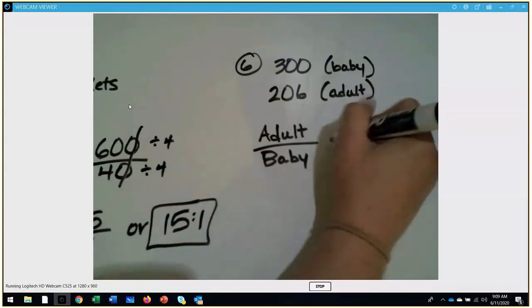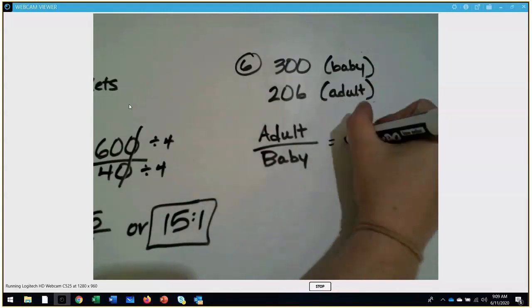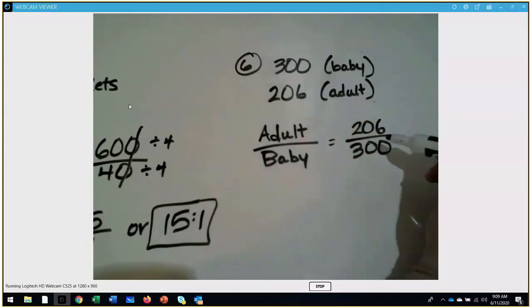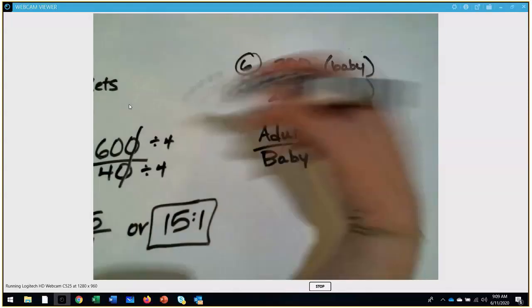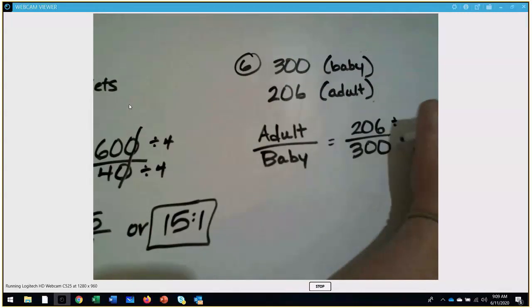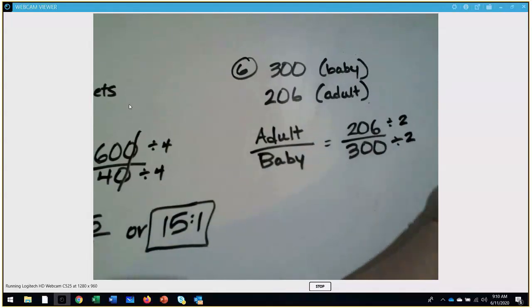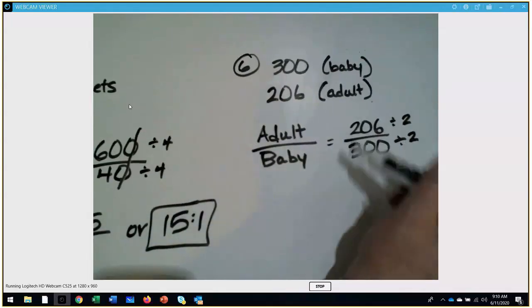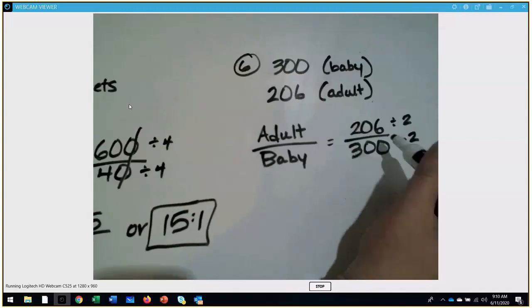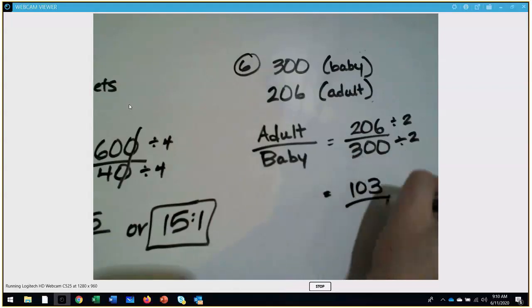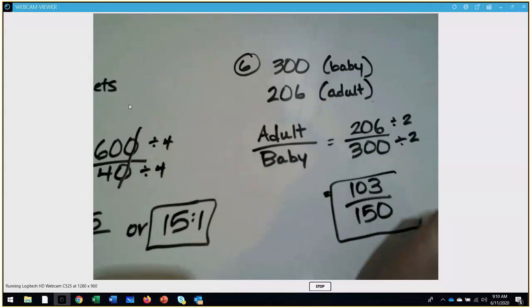So adult is 206, baby is 300, and since these are whole numbers, I don't have to do anything other than just simplify it like we had to do in the last one. So what can I divide these two both by? 2. Yep. And that's actually the only thing that works for both of these. So 206 divided by 2 is 103, over 150. There you go.